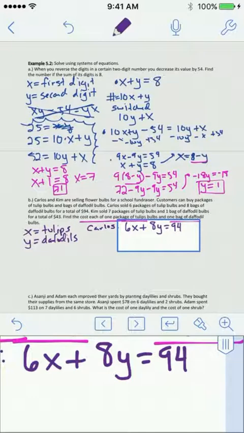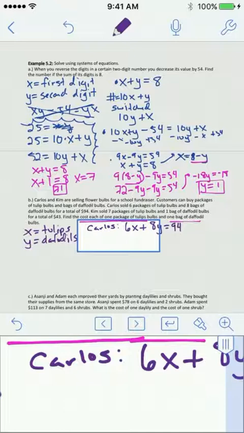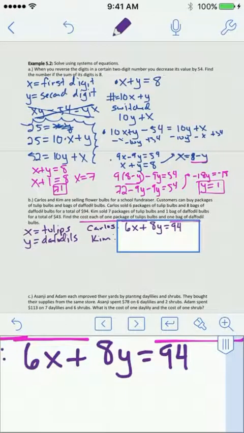I'd like you to pause the video now and see if you can come up with the same kind of equation for Kim and what Kim sold. She's going to be our second equation. What did Kim sell? Let's go ahead and pause here and try and figure out an equation for Kim.